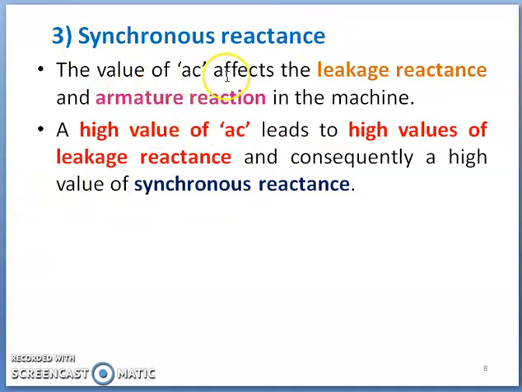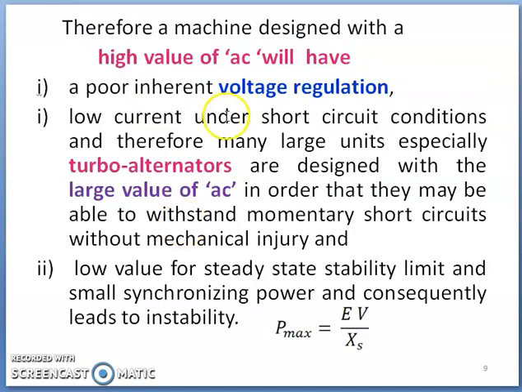Okay. Then coming to synchronous reactance. The value of AC affects the leakage reactance and armature reaction in the machine. A high value of AC leads to high values of leakage reactance and consequently a high value of synchronous reactance. Then what are adverse effects of choosing higher values of AC? What are advantages and disadvantages of choosing higher values of AC with respect to synchronous reactance? Here, the machine which is designed with high value of AC will have a poor inherent voltage regulation.